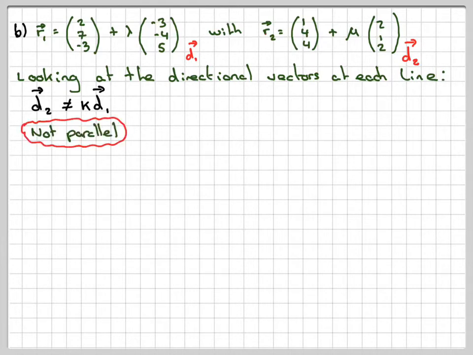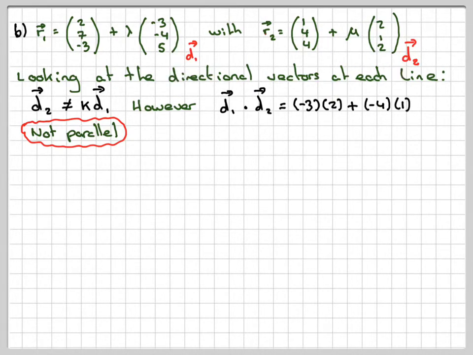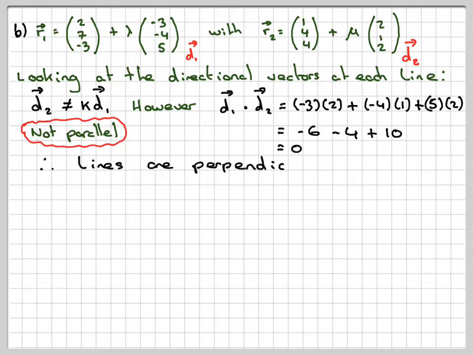Now, if we want to check whether they are perpendicular to each other, all we need to do is find the dot product of those two vectors, and if it's equal to 0, then the two lines are perpendicular. So we need to do -3 times 2, plus -4 times 1, and then add 5 times 2. That gives me -6 - 4 + 10, and we can very easily see that we get 0. So this means that the two lines are perpendicular to each other.